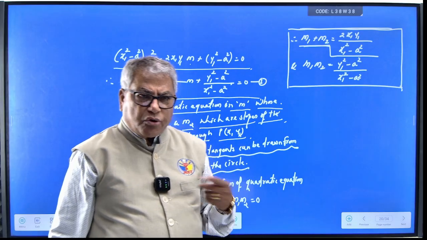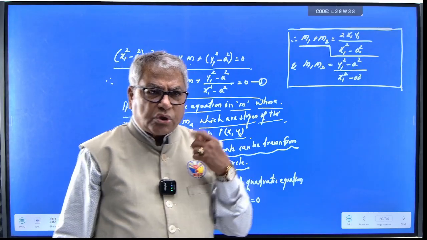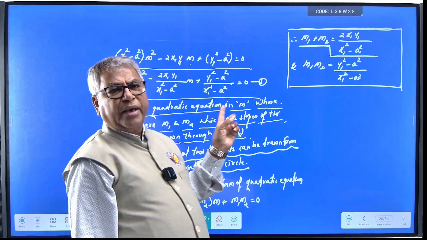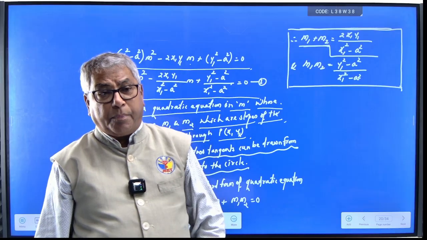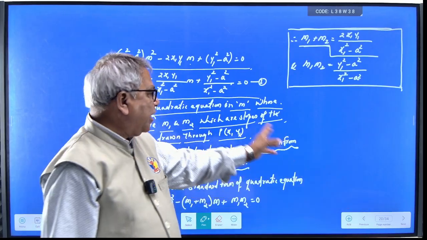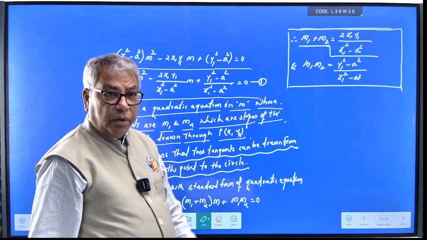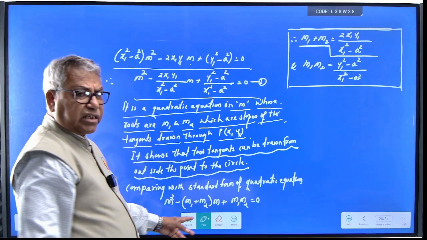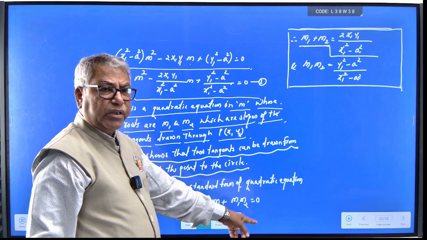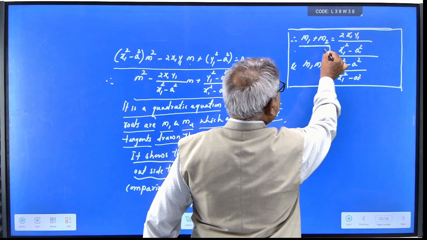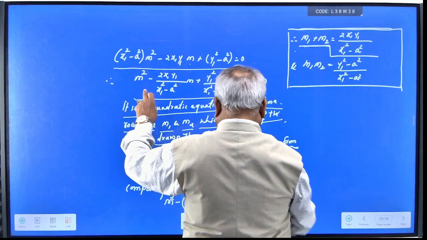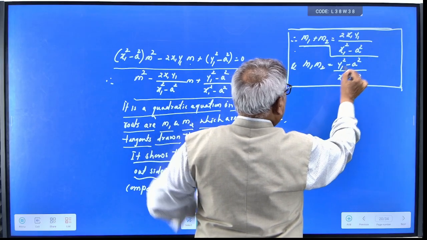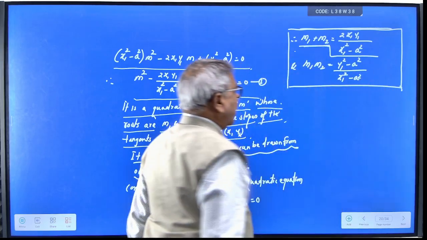The tangents which we have drawn through point P(x1, y1), the slopes of these tangents are given by this quadratic equation: m² − (2x1y1/(x1² − a²)) m + (y1² − a²)/(x1² − a²) = 0. Comparing with the standard form of a quadratic equation, m² − (sum of the roots) m + product of the roots = 0, I get m1 + m2 = 2x1y1/(x1² − a²), and m1m2 = (y1² − a²)/(x1² − a²).